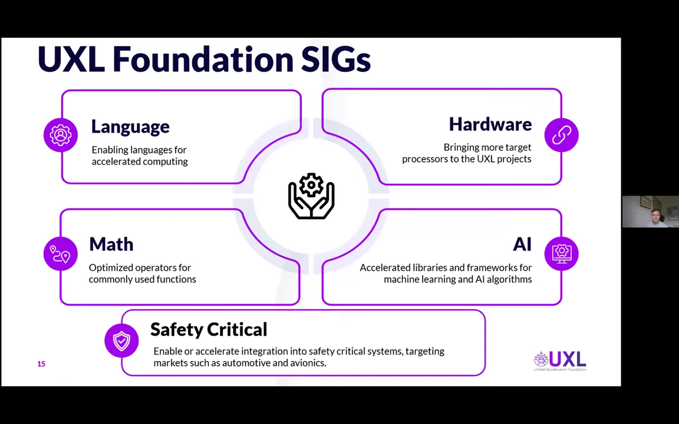Thanks. Yes. Hi, I'm Finn Pan from Google. I co-chair the AI SIG with Jianhui Li from Intel. So we have a total of 5 special interest groups so far. The first one is language, covering languages for accelerated computing.